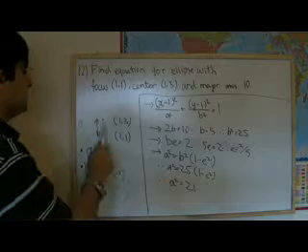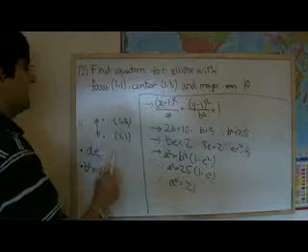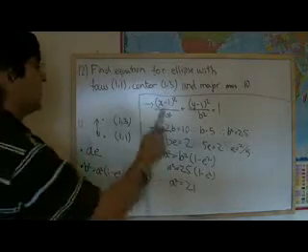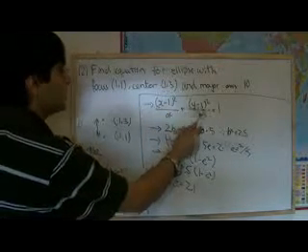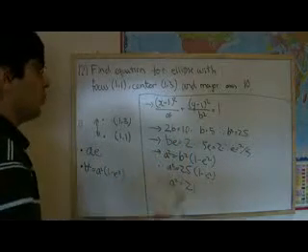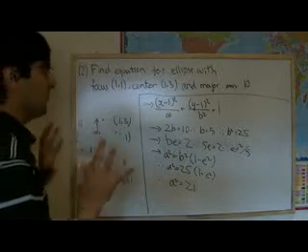We can also tell that because the center is (1, 3), the equation of this ellipse is going to take the form (x minus 1) squared over a squared plus (y minus 3) squared over b squared is equal to 1. So already we formed a template for the equation.